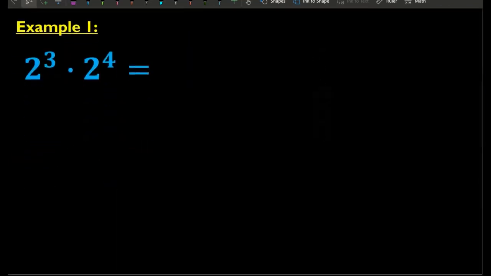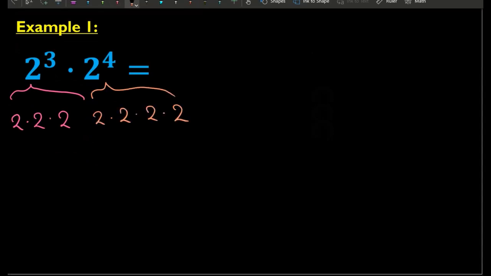Okay, example 1, if you have 2 to the third power times 2 to the fourth power, how do you solve for this problem? So first of all, we're going to approach the problem in the regular way. 2 to the third power means 2 times 2 times 2, 3 times, and 2 to the fourth power is 2 times 2 times 2 times 2, 4 times.